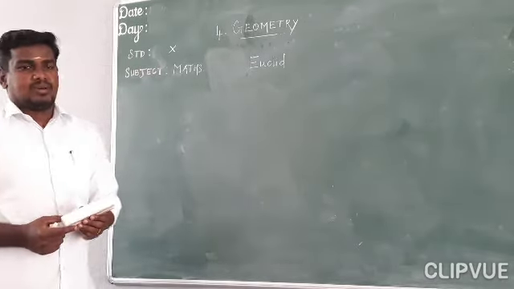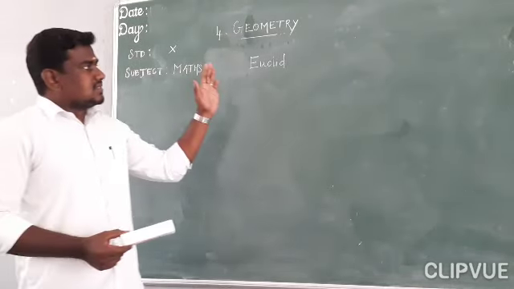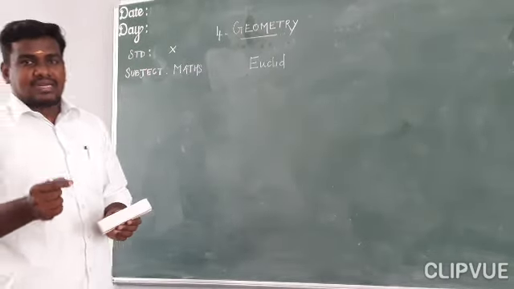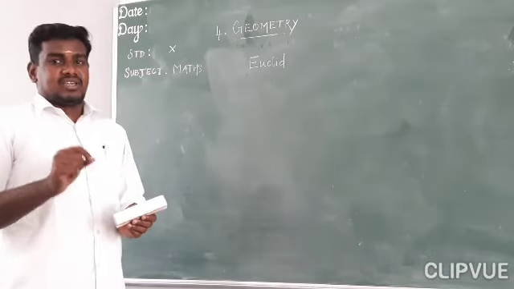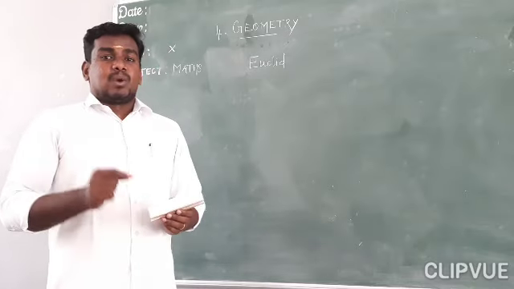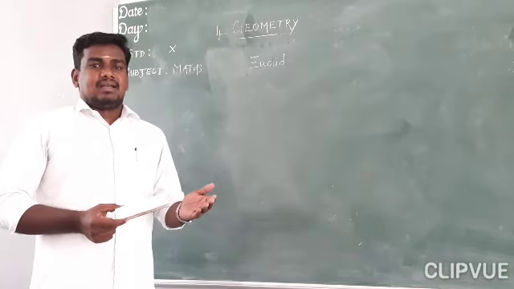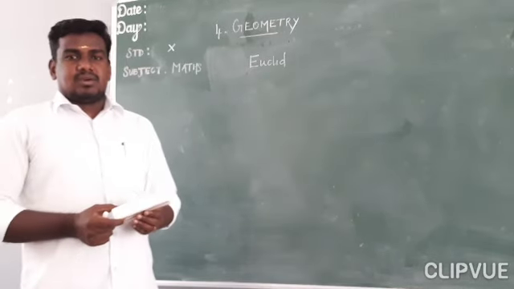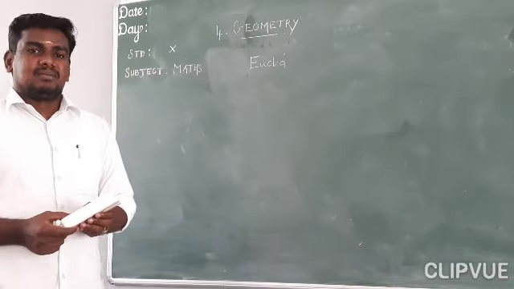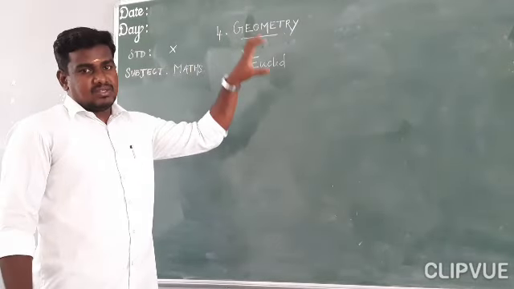Actually, there are two types of geometry: practical geometry and theoretical geometry. In this session, we are going to learn about theoretical geometry. It is used to construct mathematical shapes, and to find and identify the properties of mathematical shapes like square, circle, rectangle, whatever it is. That's why we are going to learn the topic theoretical geometry.